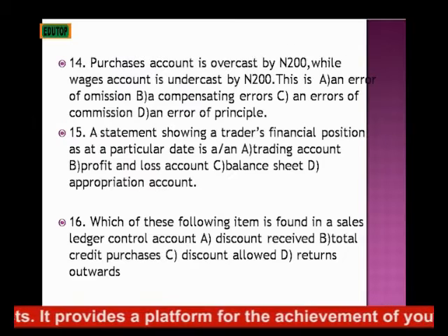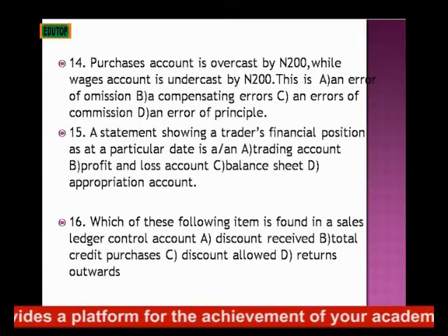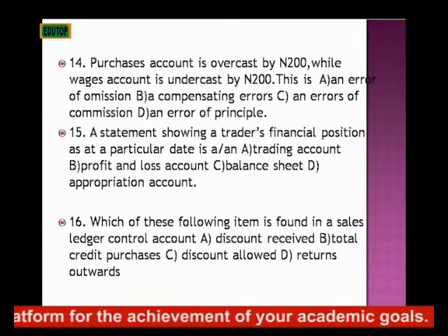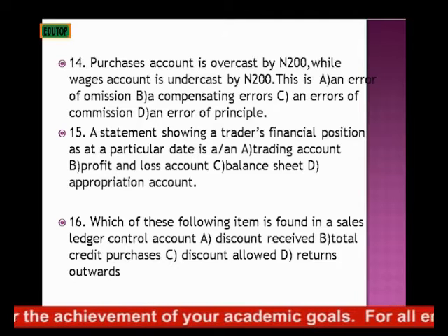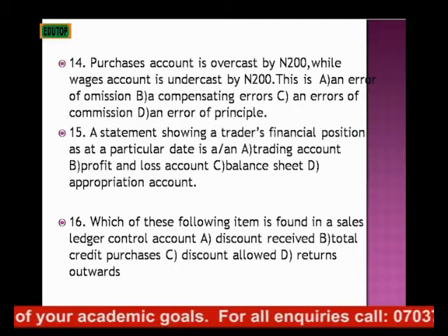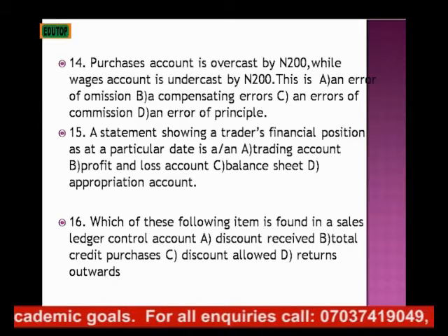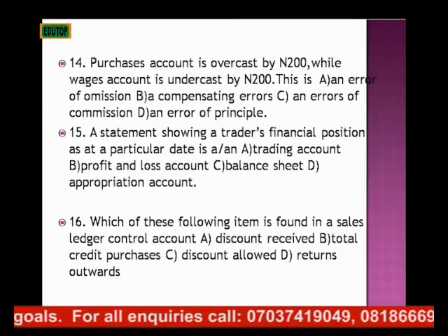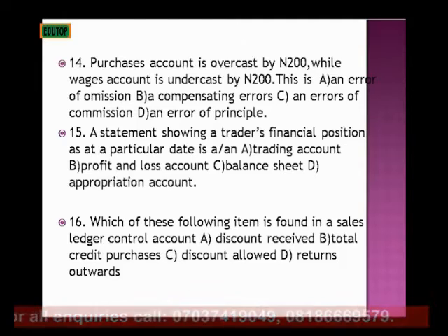We have number 14, which says purchase account is overcast by 200 while wages account is undercast by 200. This is A, an error of omission; B, a compensating error; C, an error of commission; D, an error of principle.